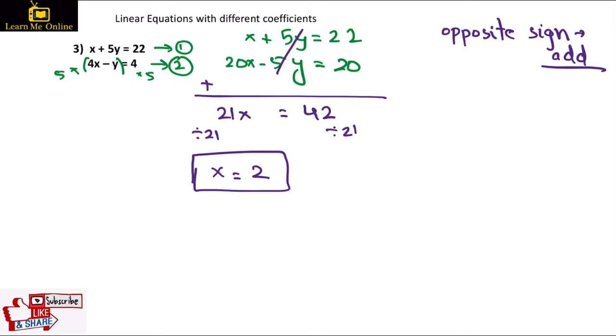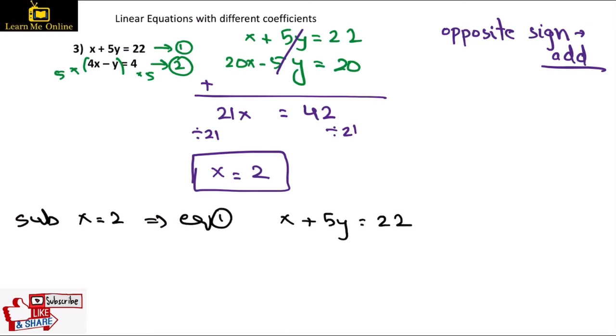Once you have your x value, you use either of the equations to find the y value. But as I said, choose the equation where the y is positive. If I look at both equations, the first equation has the y positive, whereas the second equation has the y negative. So I'm using the first equation to find the y value. I'm going to substitute x equals 2 into equation number 1, which is x plus 5y equals 22.